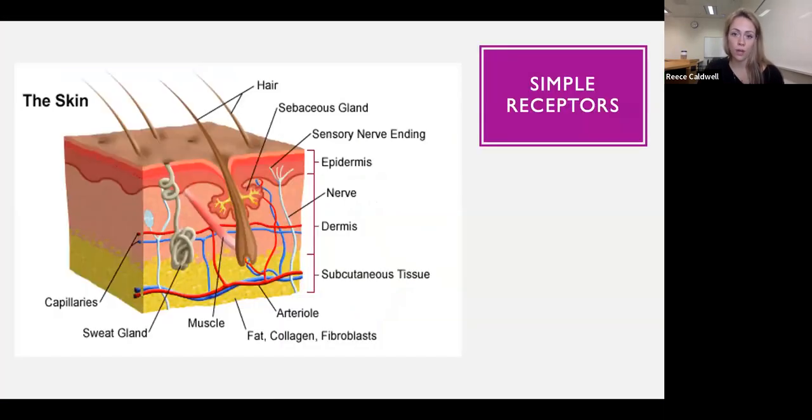So now let's move on, or never mind. I wanted to talk about the simple receptors and give you a little bit more of an understanding. If you've ever seen a diagram of the skin, if you've taken anatomy before, you most definitely have. This is what it looks like, the integumentary system. We have our hair follicle and our hair shaft. We have our sweat and oil glands. We have blood vessels and all of that. And we also have nerve endings.